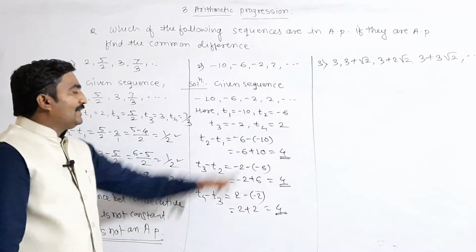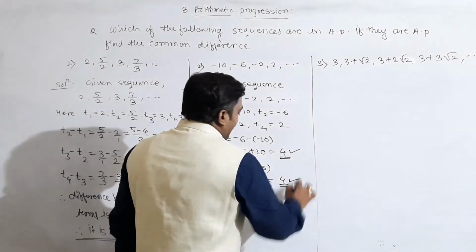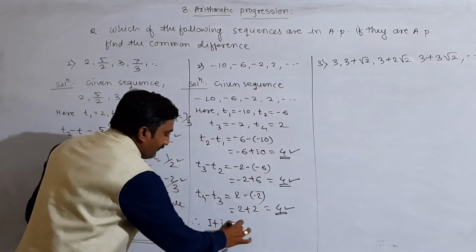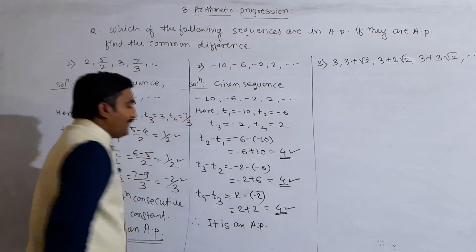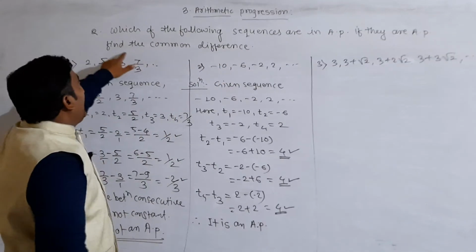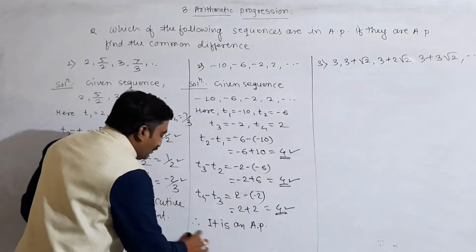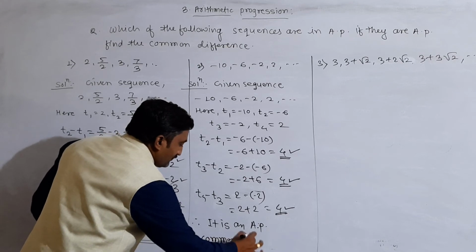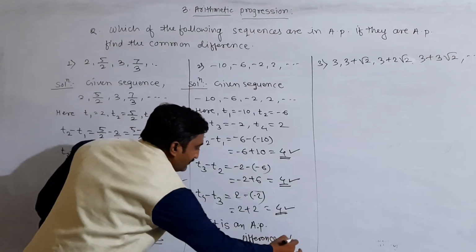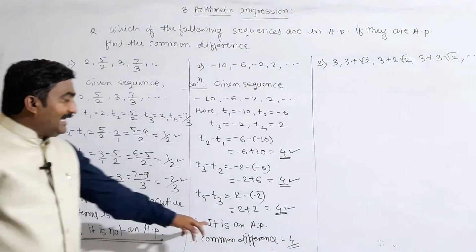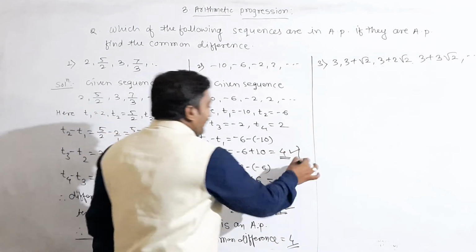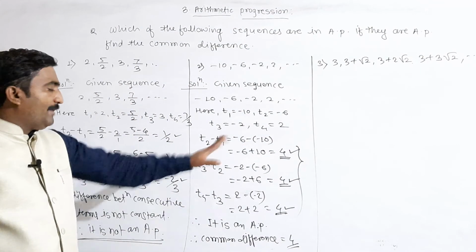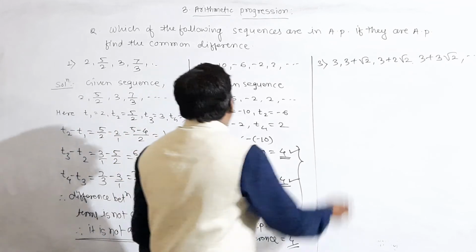Difference between consecutive terms is constant and that is 4. So it is an AP. It is an AP. And if they are in AP, find the common difference, and common difference is 4. Why it is an AP? Because the difference between any two consecutive terms is constant, therefore it is an AP having common difference 4. And last example we have to study here.